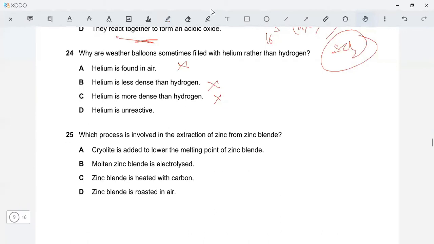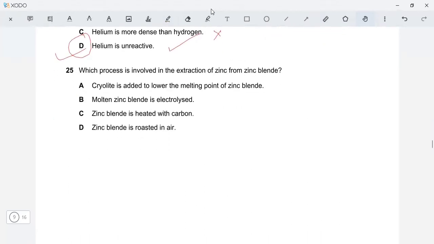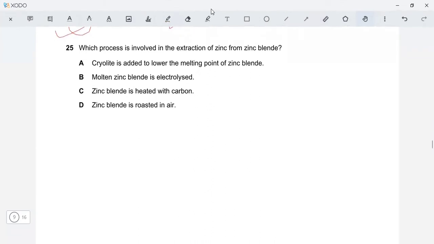Basically, the main reason is helium is unreactive. Helium is an unreactive gas. Other gases, like hydrogen, are flammable gases. Helium, whereas, is not flammable, as well as unreactive, it cannot react. It's a noble gas. So the answer is D. Now 25th, which process is involved in extraction of zinc from zinc blende?